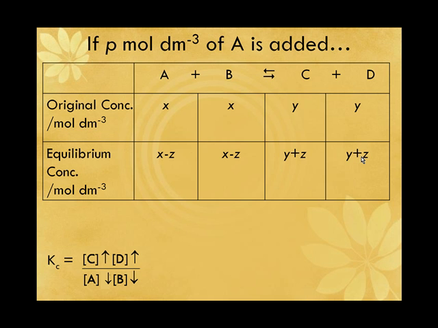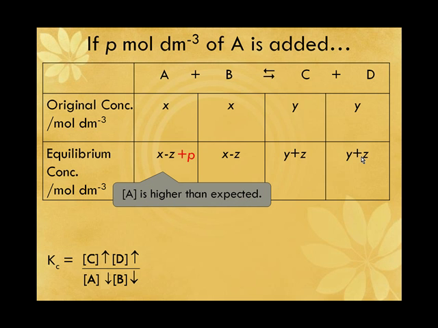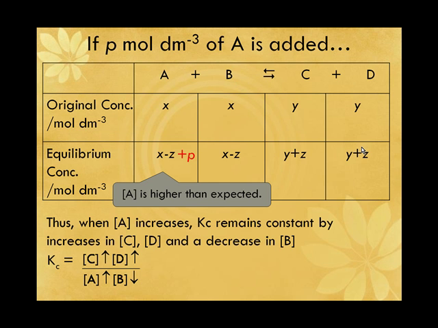Now, what happens if we add P moles of A into the reaction vessel? This time, the concentration of A is higher than expected. The concentration of A is not expected to decrease. In fact, it increases. Now, what happens? Because everything is kept at a constant temperature, when A increases, Kc must remain constant. It must remain constant because it is the same temperature. We are not changing the temperature when we are increasing the concentration of A.